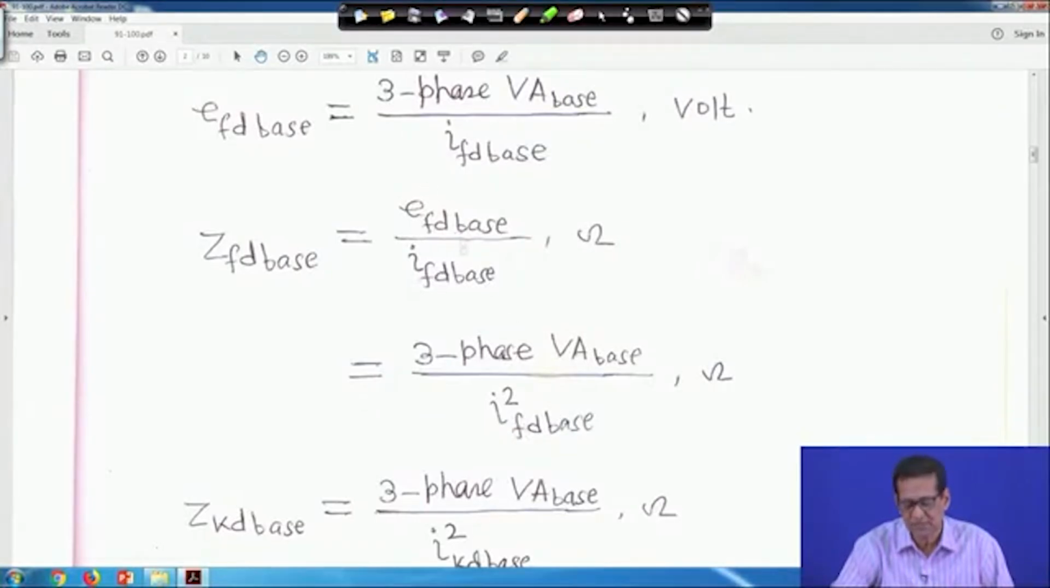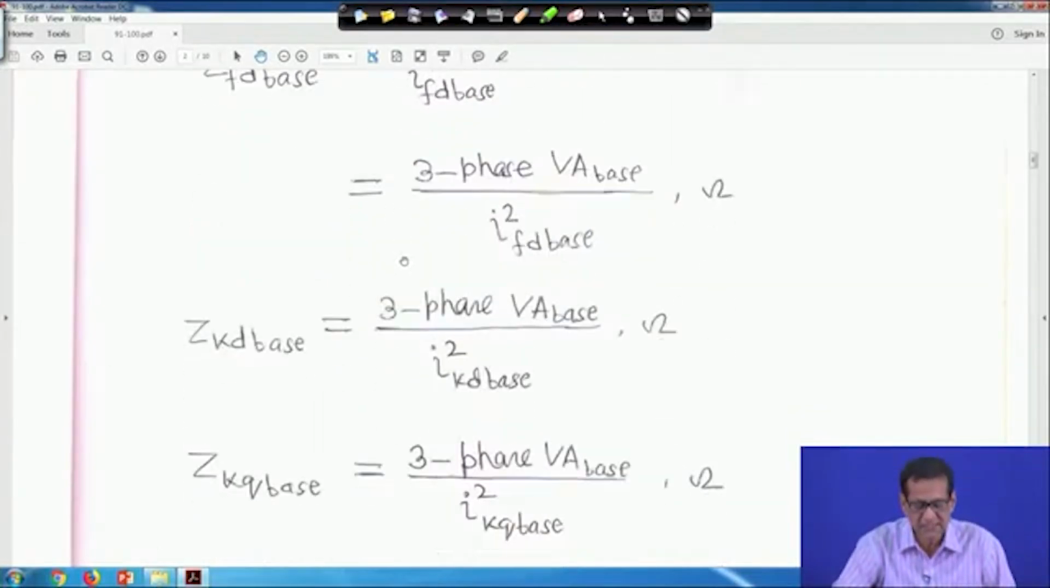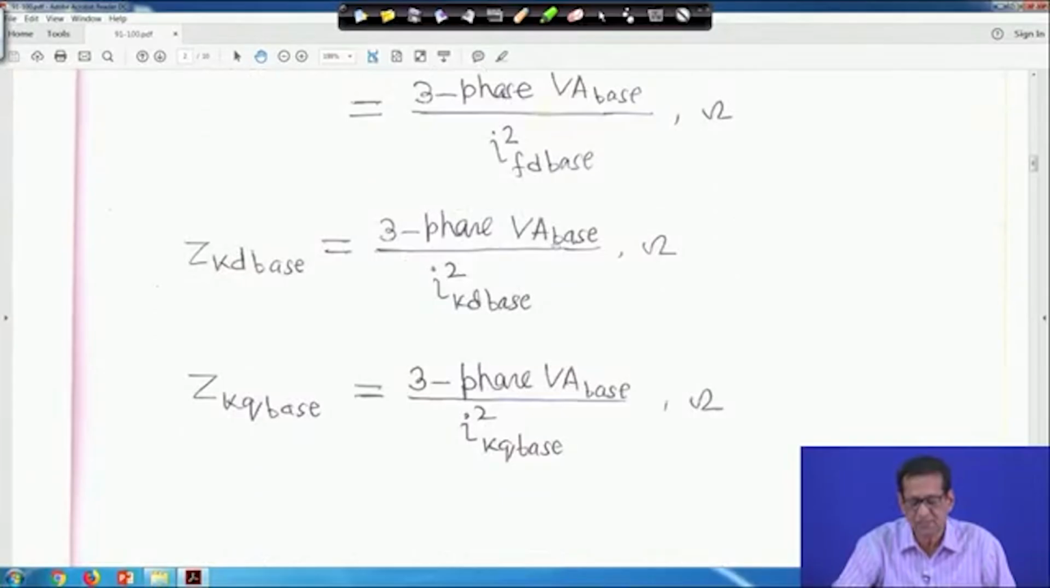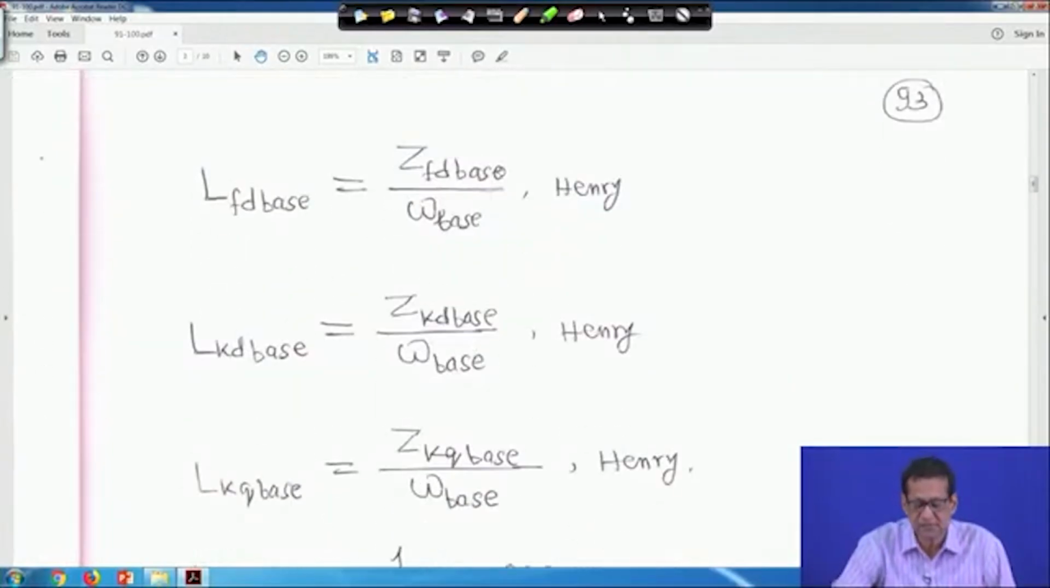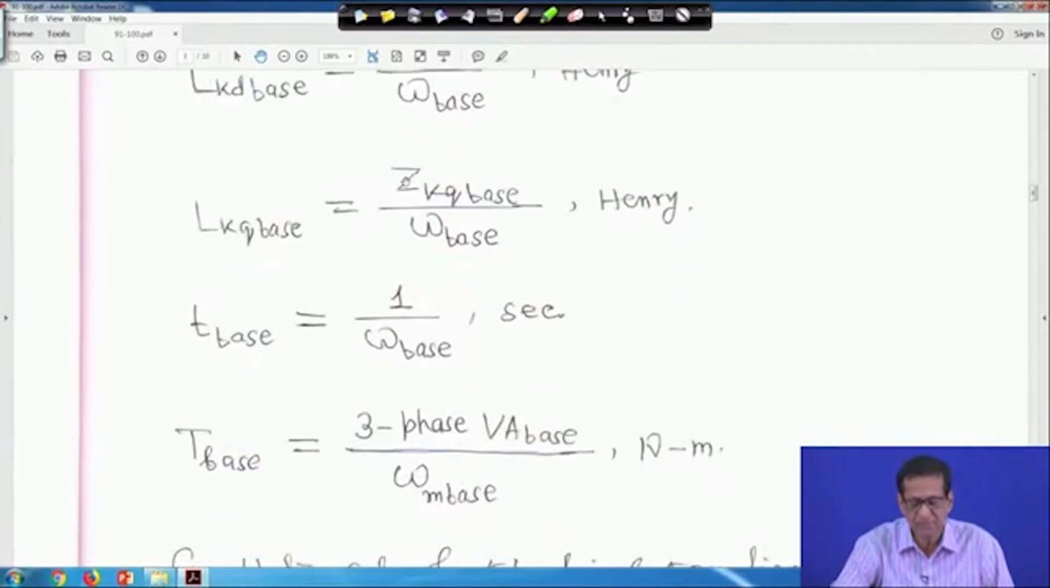In this one, numerator and denominator can be multiplied by IFD. And ZKD base is equal to 3-phase volt ampere base upon I square KD base, in ohm, and ZKQ base is 3-phase volt ampere base upon I square KQ base, in ohm. And LFD base is equal to ZFD base upon omega base, in Henry, and LKD base is equal to ZKD base upon omega base, in Henry. Then LKQ base is ZKQ base upon omega base, in Henry.